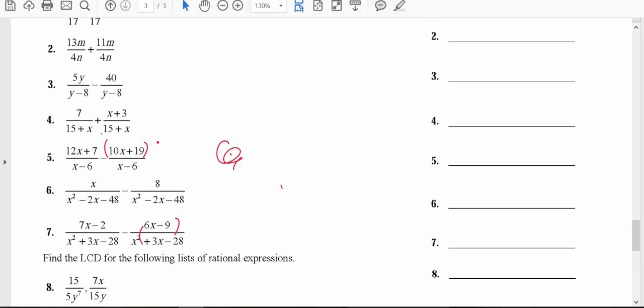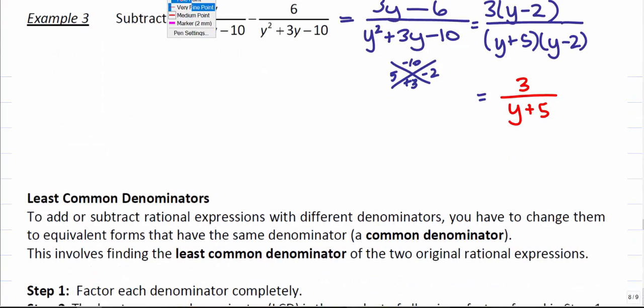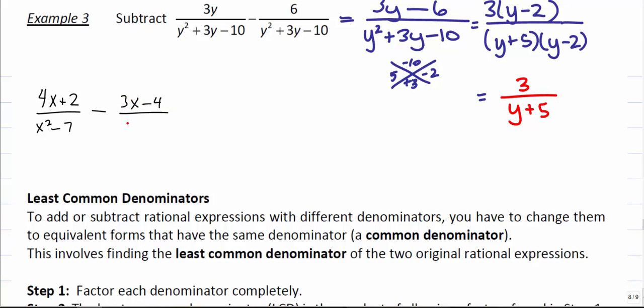Also, I want to see if they give any other. No. All right, good. They don't give you anything to trick you, which is nice. But if I had something like 4x plus 2 over x squared minus 7, and then minus 3x minus 4 over x squared minus 7. Here, I don't just say 4x plus 2 minus 3x minus 4, because this subtraction symbol applies to everything here. So this is where I say that you should really think about doing this.